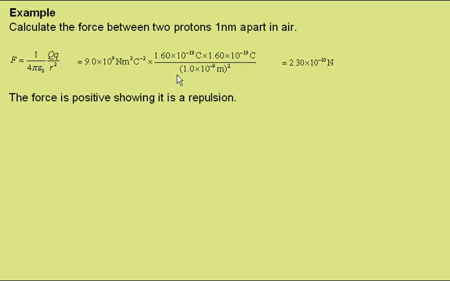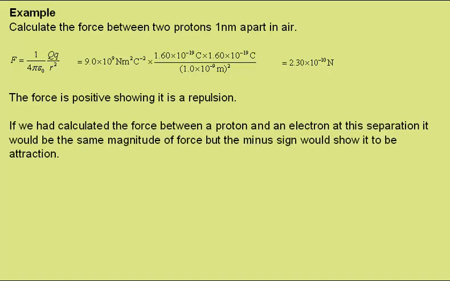As the charge on both protons is positive, the force here comes out positive, which means it is a repulsive force. If we'd calculated the force between a proton and an electron at this separation, it would be the same magnitude of force, but the minus sign from the electron would give a minus sign on the force, and this shows us that the force is attractive, as you would expect.